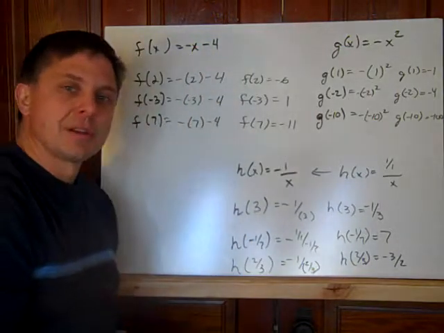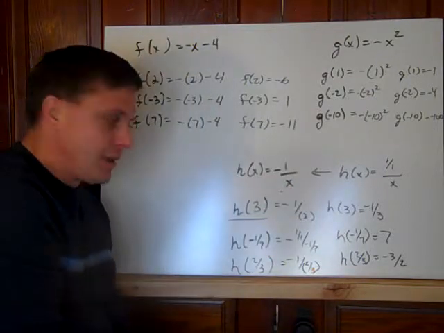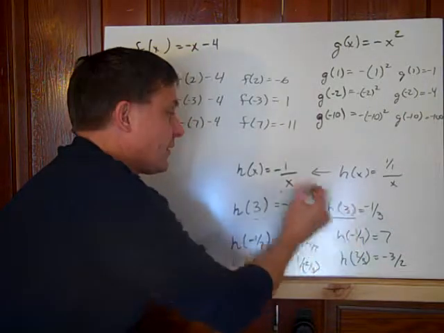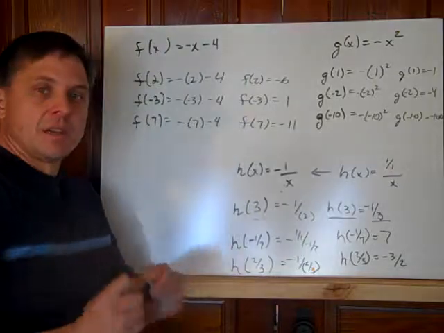And again, practice these function notations. Realize that this is not h times 3. This is simply h of 3. When you put x is 3 into the function or the expression of this, you end up with the y result. It takes some practice.